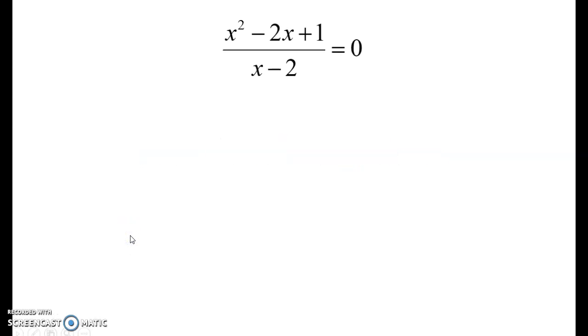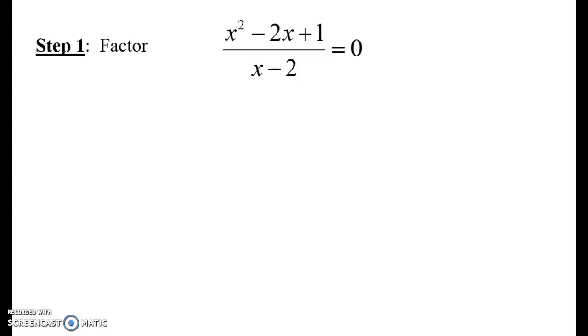All right, so here's our first example. You have x squared minus 2x plus 1 on the top in your numerator, and then x minus 2 on the bottom. Okay, so what we're going to have to do for this problem is we have to factor the numerator. So step one, you're going to factor.